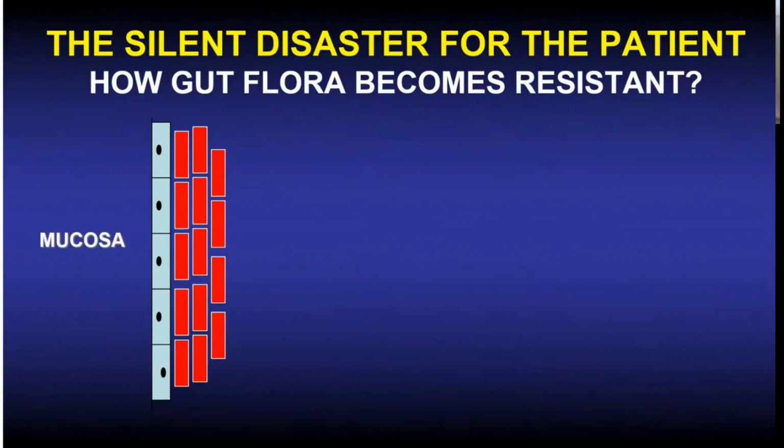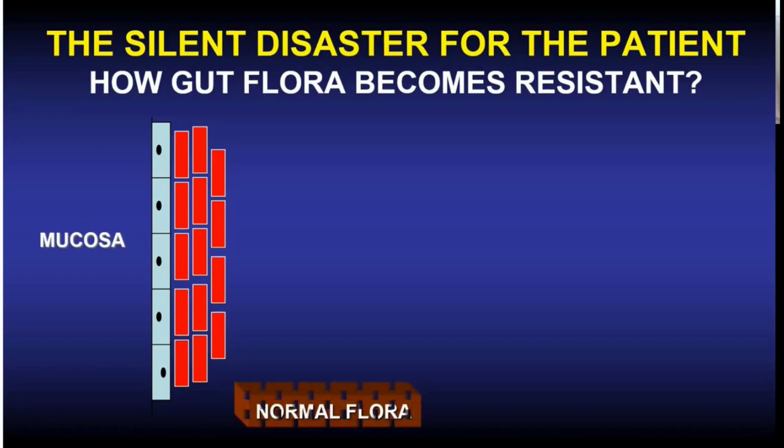As time goes on, more and more people will die in the ICUs because of infections by multi-drug resistant bacteria. And how do bacteria become multi-drug resistant? Because we are responsible for this, through overprescription of antibiotics. Imagine that this is the gut mucosa, and on top of the mucosa you see these red bricks, which is nothing more than the normal flora.